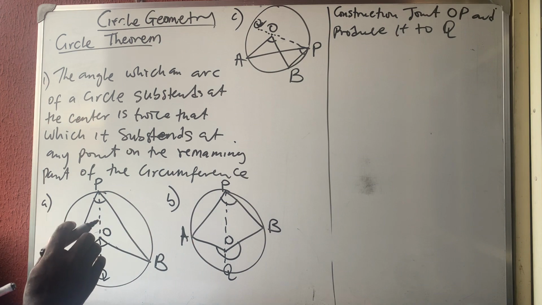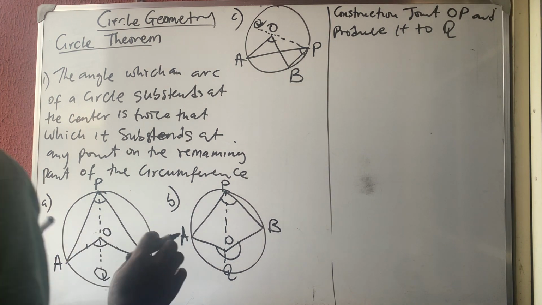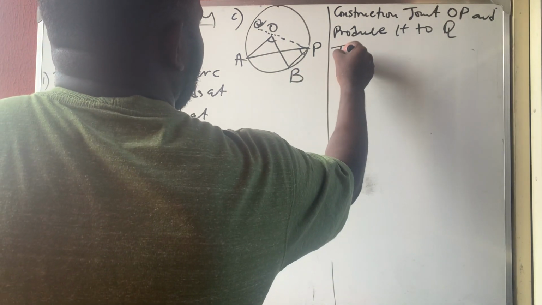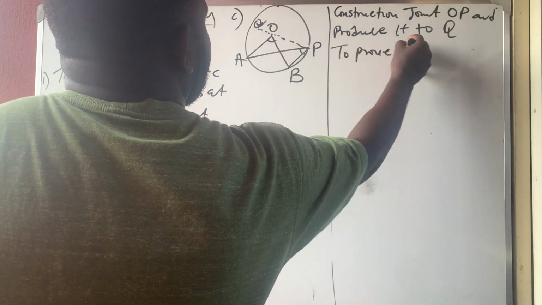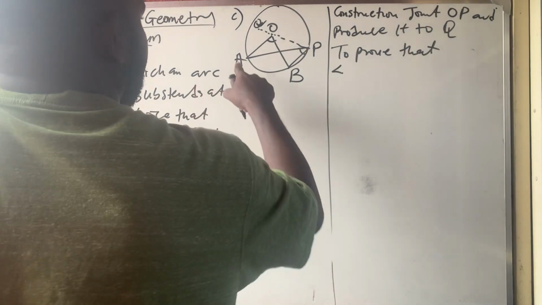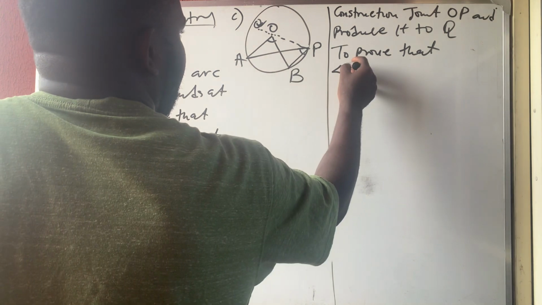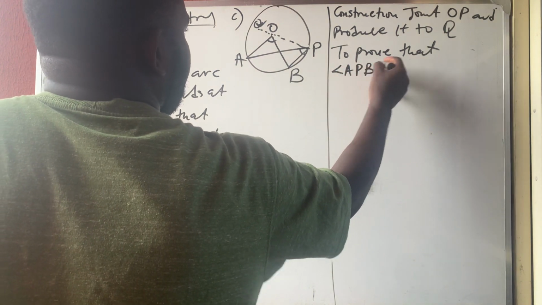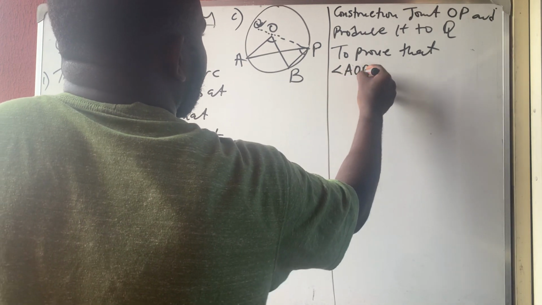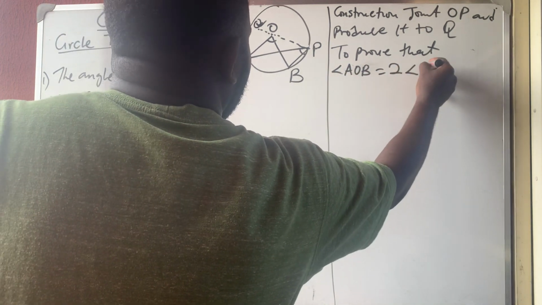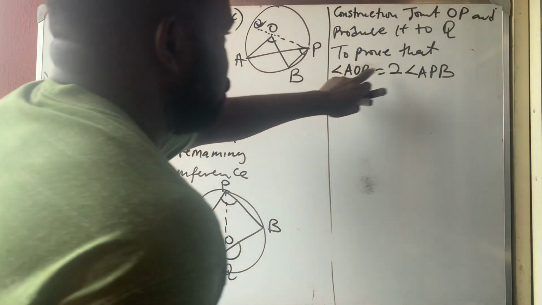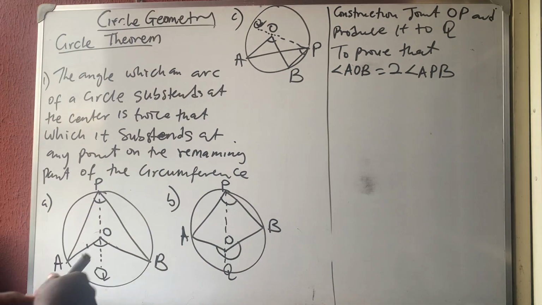Well, let's continue. Let us now prove. We want to prove that angle, the big one, the one in the center, angle AOB is equal to 2 of angle APB, the one in the circumference. That is, angle at the center is 2 times angle at the circumference. That is what we want to prove.